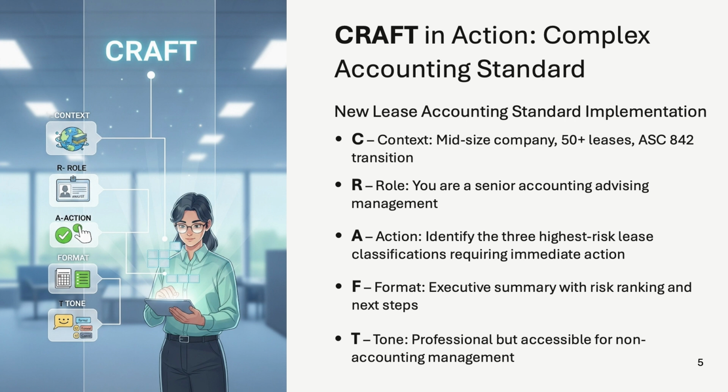this is a mid-sized company with 50-plus leases using ASC 842 transition. For the role, you're a senior accountant advising management. For the action, identify the 3 highest risk lease classifications requiring immediate action. F for format, executive summary with risk ranking and next steps. And for the tone, professional but accessible for non-accounting management.